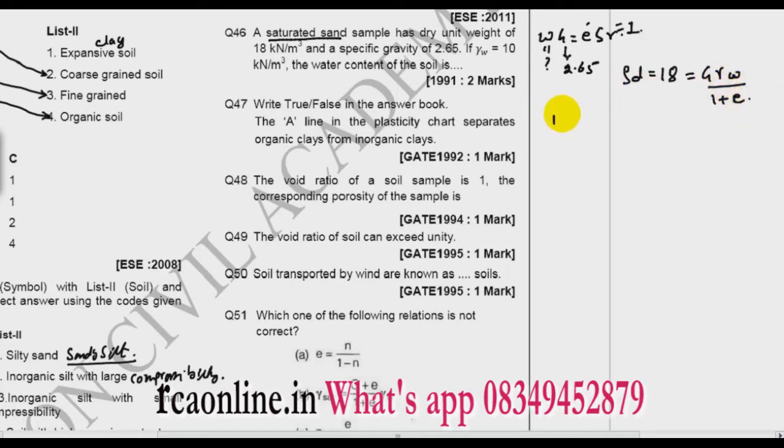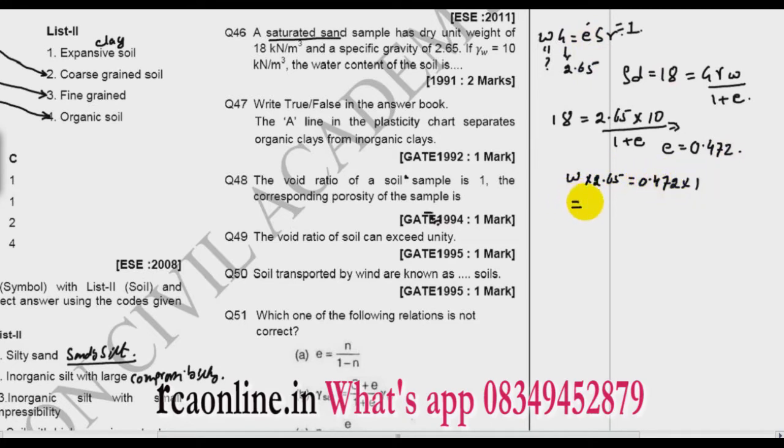G gamma W divided by 1 plus e. Now what is given? 18. G is given as 2.65. Gamma W I will take as 10. It is given 10 here and 1 plus e. You will get e as 0.472. Now put this e in this part. So what you will get? w into 2.65 is equal to 0.472 into 1. So it is 0.178. So it is a good question.